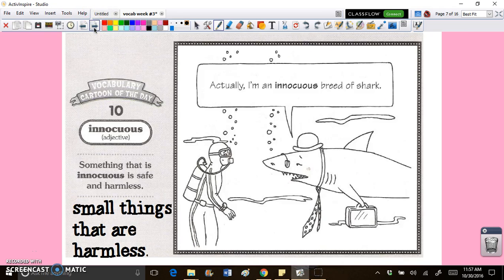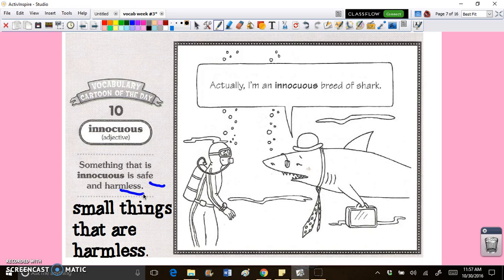All right, next our word is innocuous. Something that is innocuous is something that is safe and harmless. So this is very similar to the word benign. Usually when you talk about innocuous, though, you're talking about small things that are harmless. Actually, I am an innocuous breed of shark. So I am a safe or harmless breed of shark.